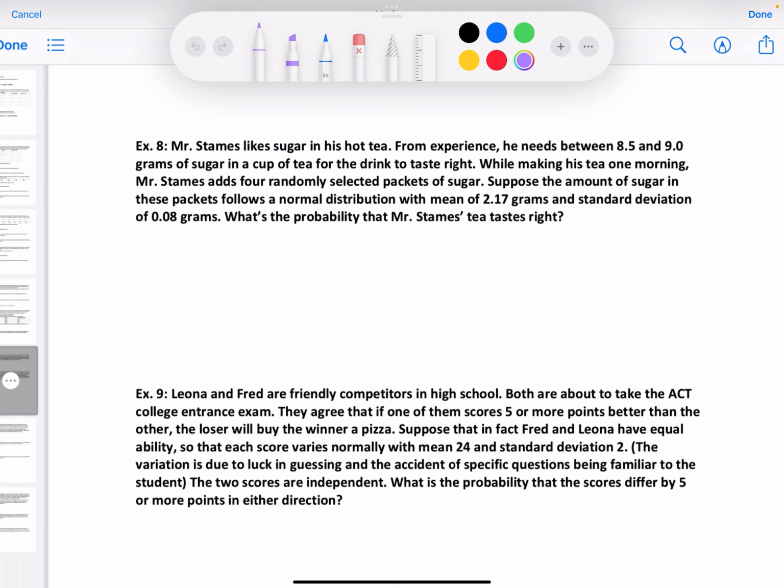So we need to find the mean. We know for each packet, but he's putting 4 packets in there. So what would I do?